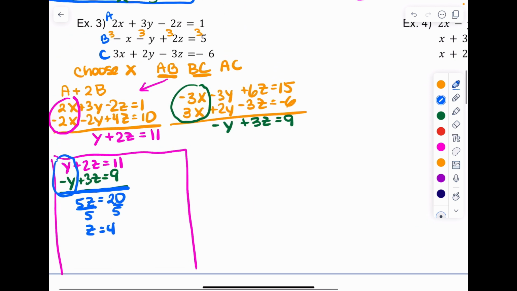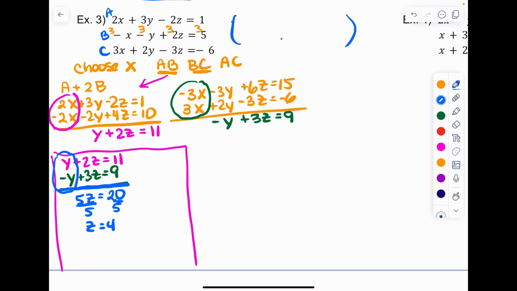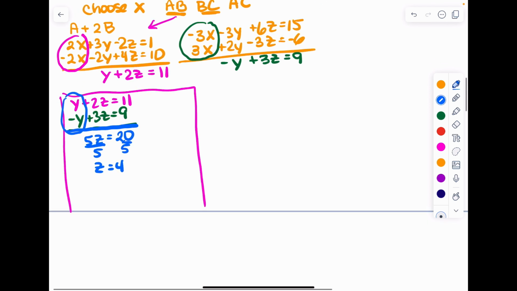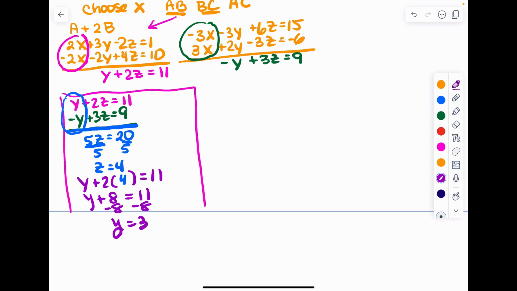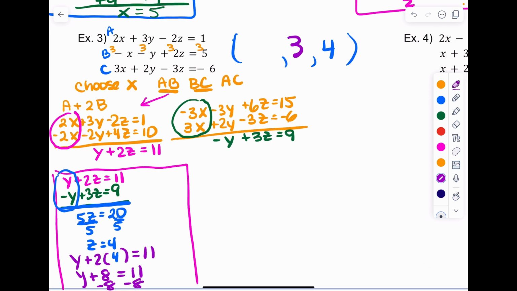Well, that's great, because remember, I still need an ordered triple. So I just got one of them, which is z, so that is 4. But I'm not leaving here until I get the other variable that's in here, and the other variable is y. So I know that y plus 2 times z equals 11. So we're going to go ahead and put the 4 in, and we'll solve. So this is y plus 8 equals 11. We subtract 8, and we get y equals 3. Okay, so y equals 3.